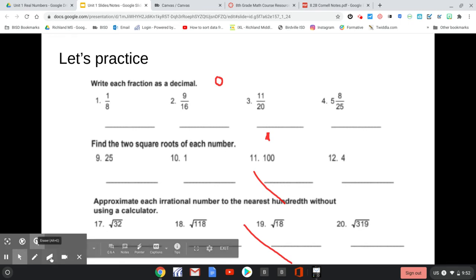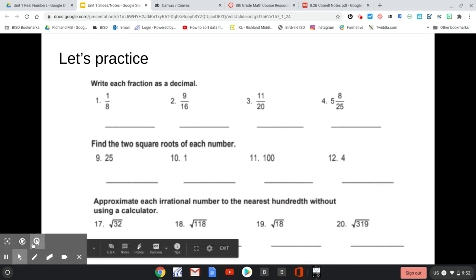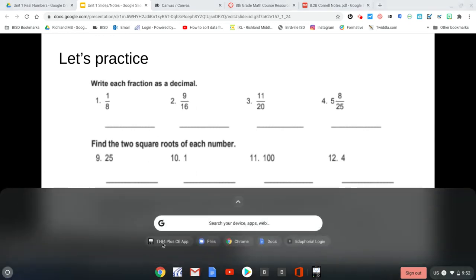Now, quickly, I would like to do one of each of these because we don't have enough time to do all of them. But as long as you know how to use your calculator, that is the main objective here.